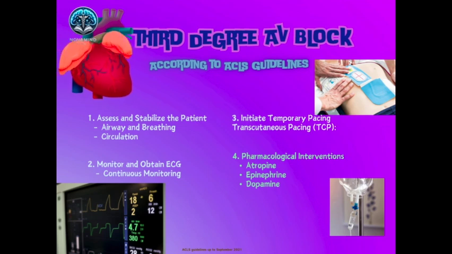Initial pharmacological intervention for ACLS bradycardia protocol is to use atropine, but atropine may be ineffective, especially in complete heart block with a wide QRS complex, infranodal block. Always consider your dopamine and epinephrine drip.